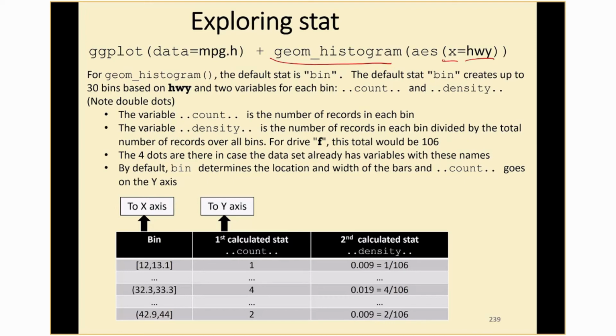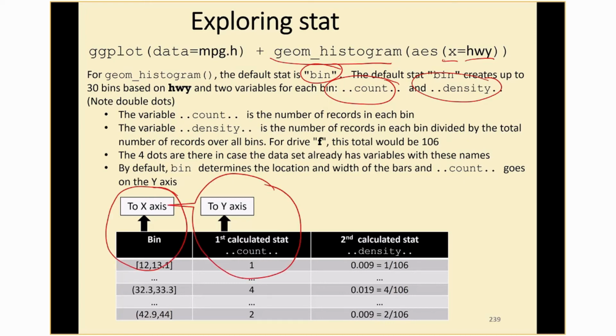Well, the default stat is bin, and it creates these two variables, count and density. And then once it's got those two variables, count and density, it puts bin on the x-axis, it puts count on the y-axis, and unless you need it, it doesn't deal with density at all. Although for some more sophisticated things that you might do on your own outside this course, you might actually want to use density, but we're not going to get into them in this course. So by default, bin goes on the x-axis and count goes on the y-axis.